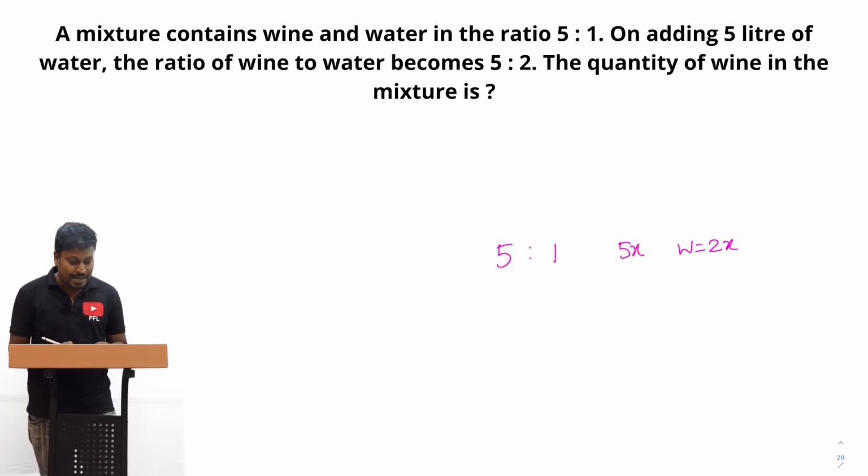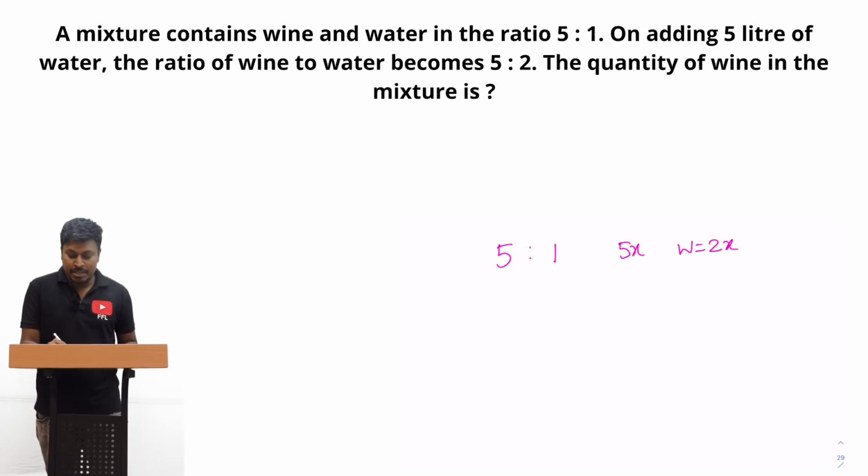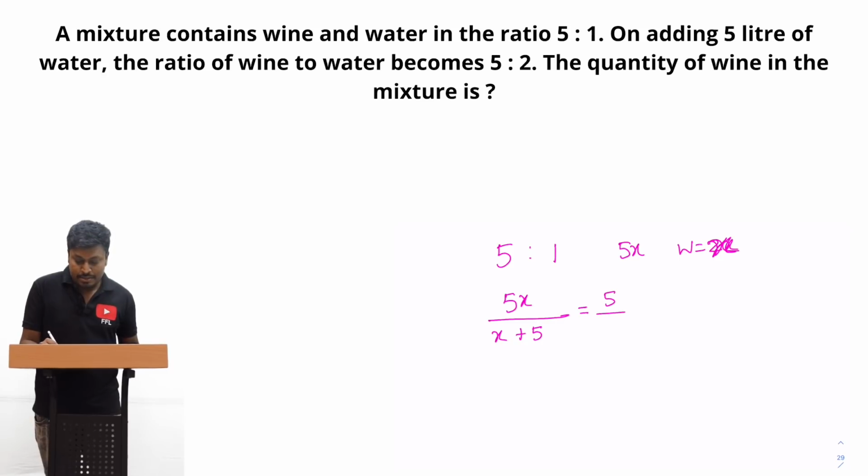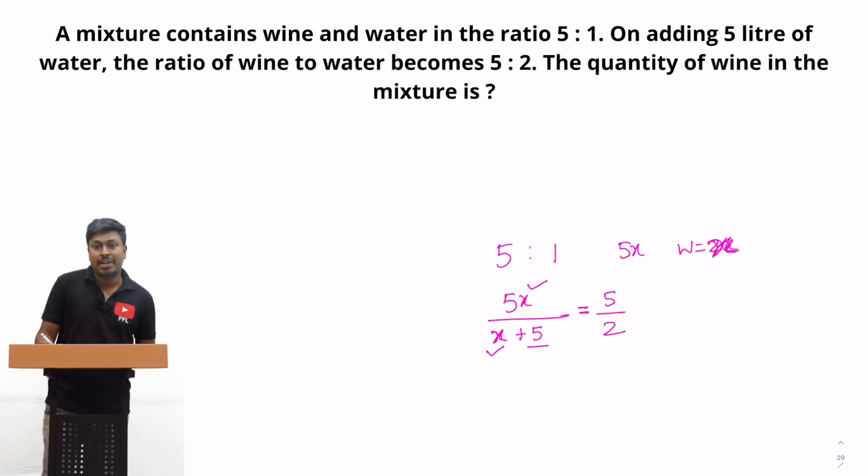Just see here, after adding 5 liters of water, the ratio becomes 5:2. It's very easy, right? Because we know that wine is 5x already. So now the water is x already, a 5:x ratio. Sorry, 5:x ratio. So now how much water is added? 5 liters of water is added. So after adding it, it becomes the ratio 5/2. That's it. Got it or not? How I wrote it? So 5x will be the wine, right? x will be the water, and in this x water, 5 liters is added, so this becomes the ratio 5/2. That's it. Cross multiply and find the value of x.